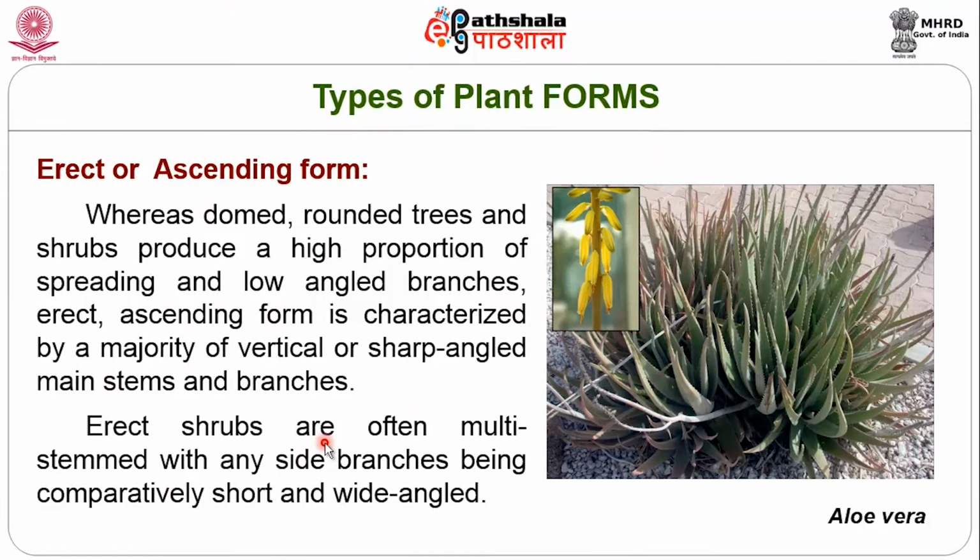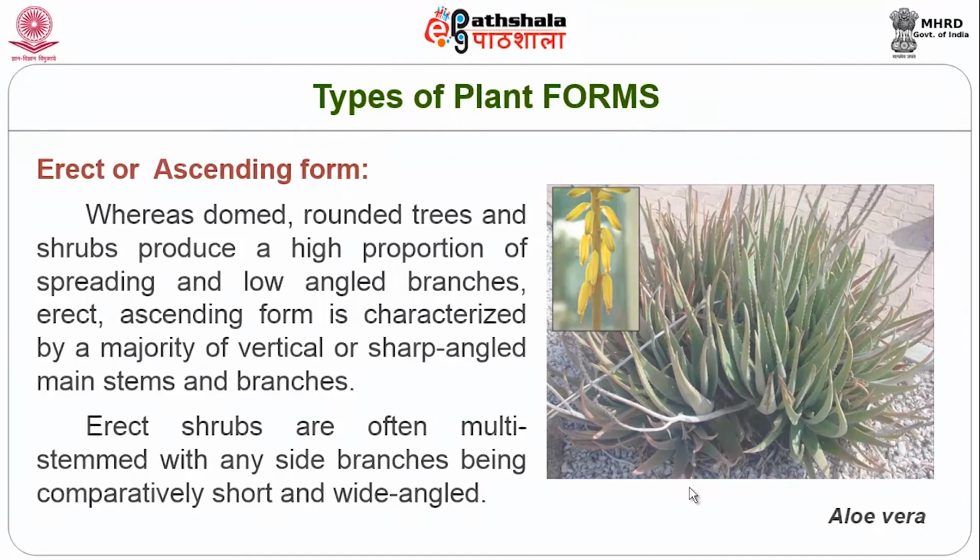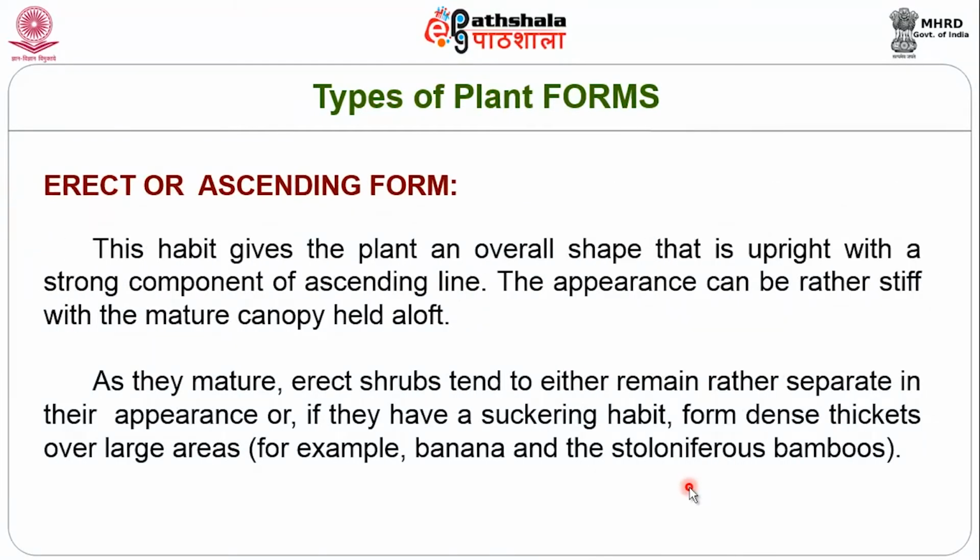Then we have what we call the erect or the ascending form, whereas dome rounded trees produce a high proportion of spreading and low angle branches. Erect ascending form is characterized by a majority of vertical or sharp angled main stems and branches. Erect shrubs are often multi-stemmed, with any side branches being comparatively short and wide angled. So, these kinds of plants exhibit a very strong upward rising erect form in the landscape. This habit gives the plant an overall shape that is upright with a strong component of ascending line.